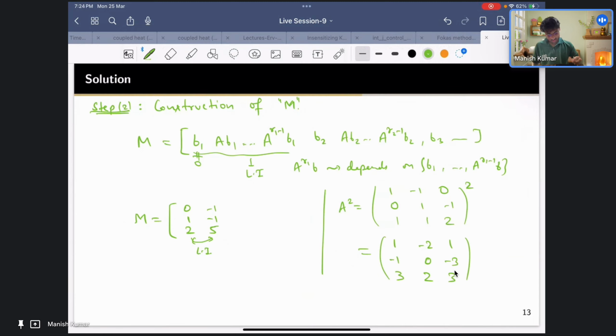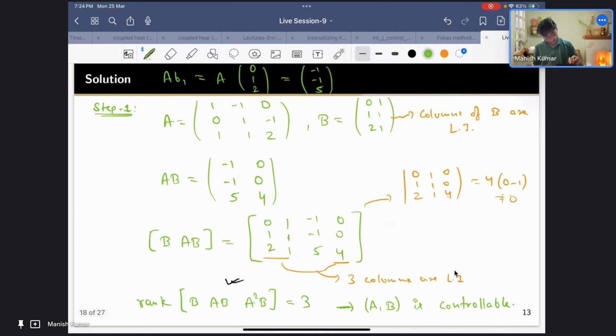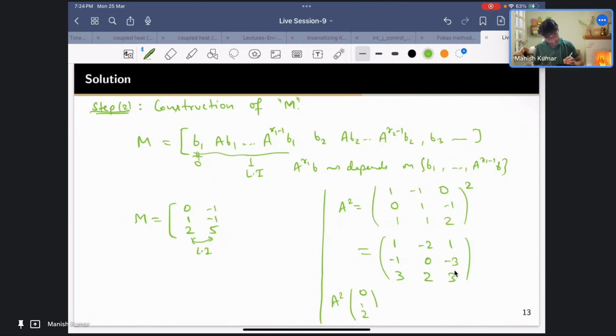I hope it's correct. Then you compute A squared B1, that is A squared times 0, 1, 2. If we compute this one, what I get is: first row minus 2 and then 2, so 0, then you will have minus 6. So 0, 0, minus 6, then you have 3, 2, 8, which gives 0, minus 6, 8.